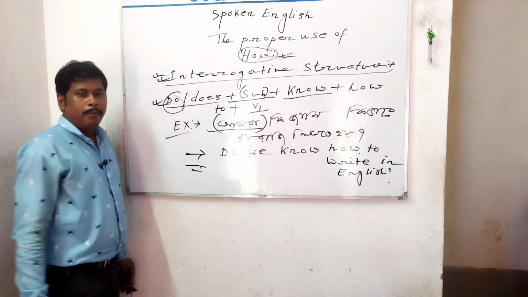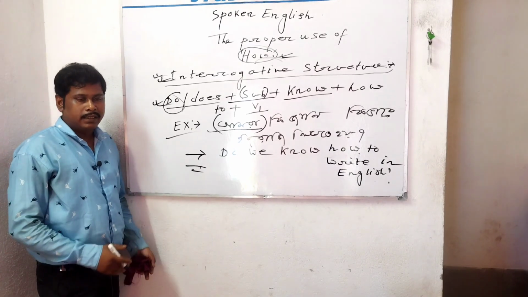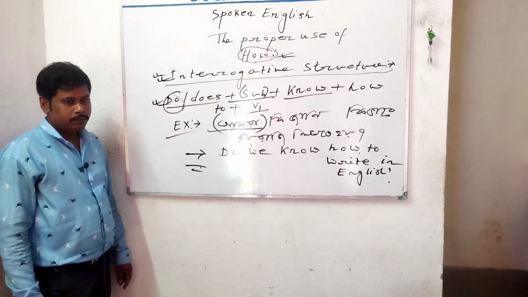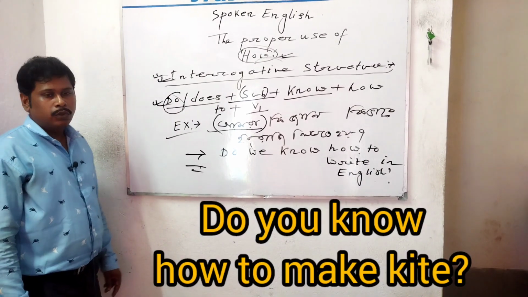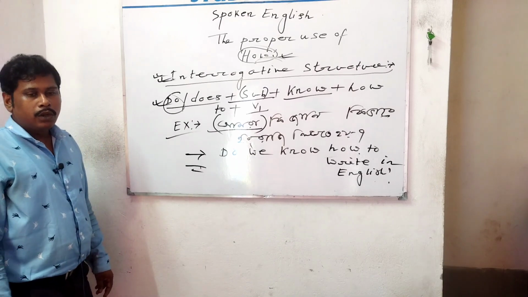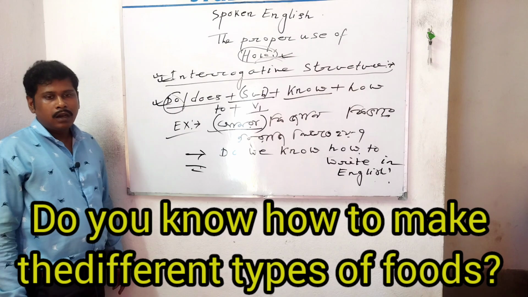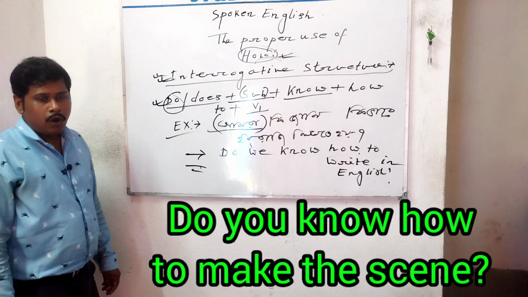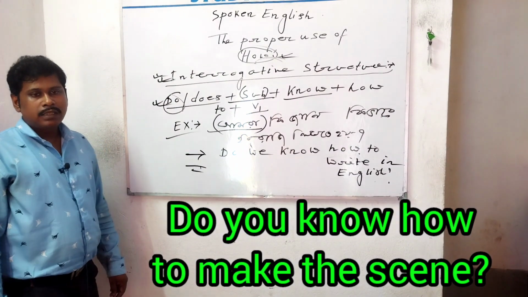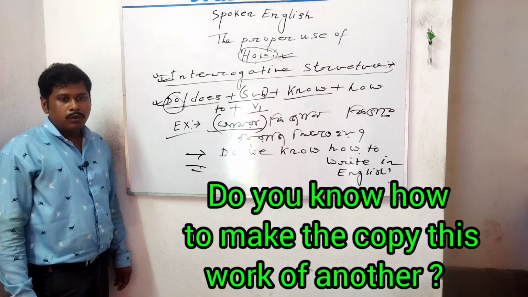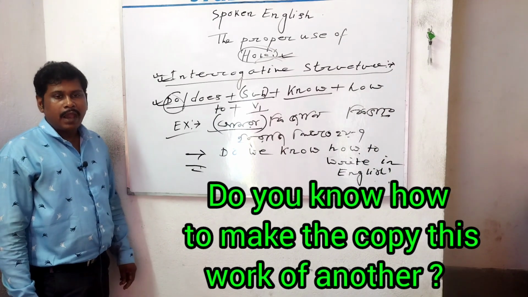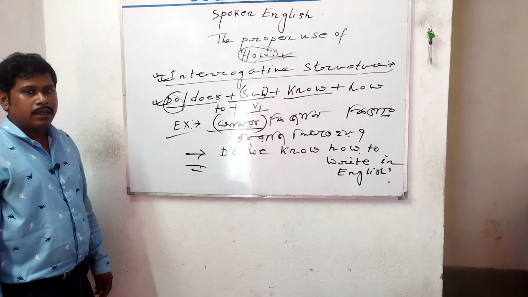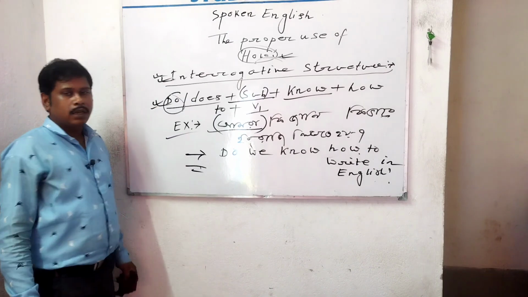So let us make different types of interrogative sentences. Do we know how to read the English newspaper? Do we know how to make the kite? Do we know how to make different types of food? Do we know how to sing? Do we know how to copy this work of another? In this way, we can make different types of interrogative sentences with this interrogative structure.